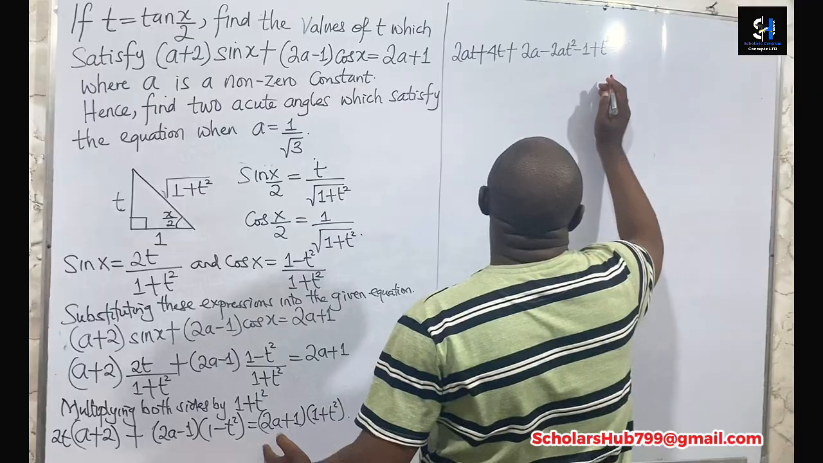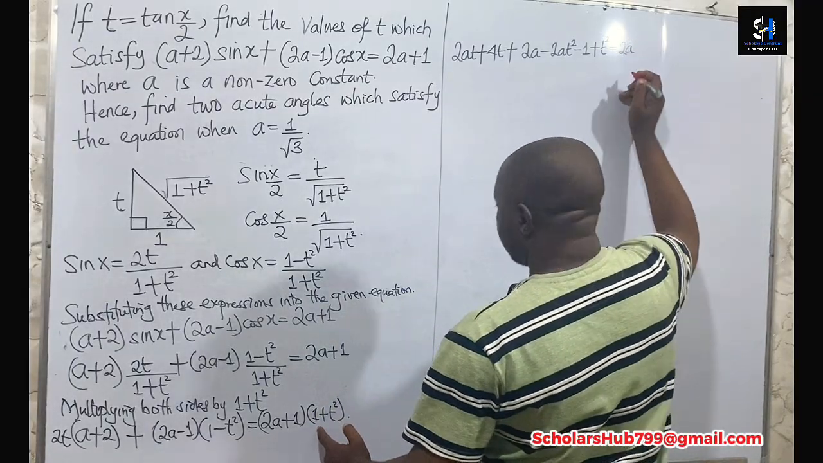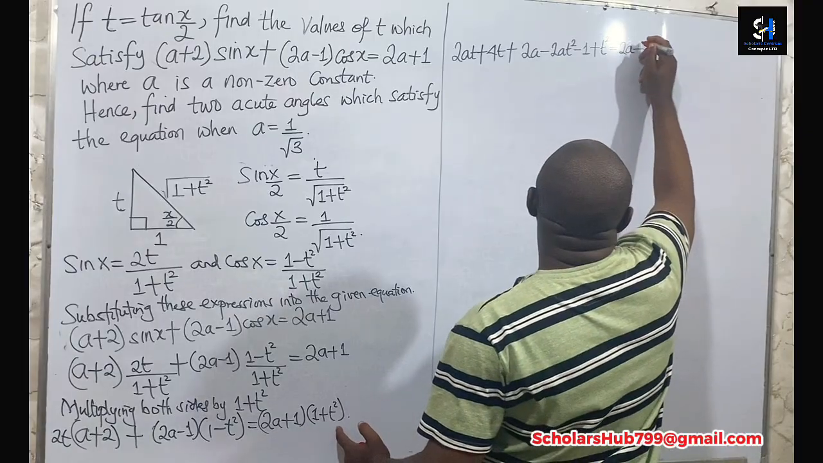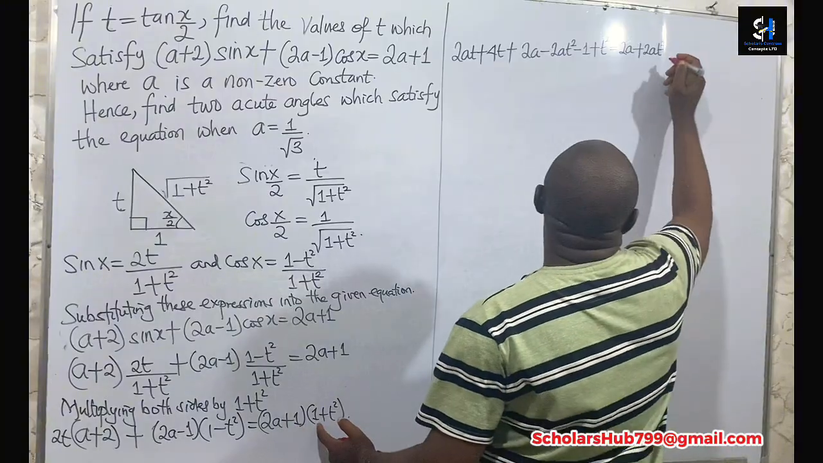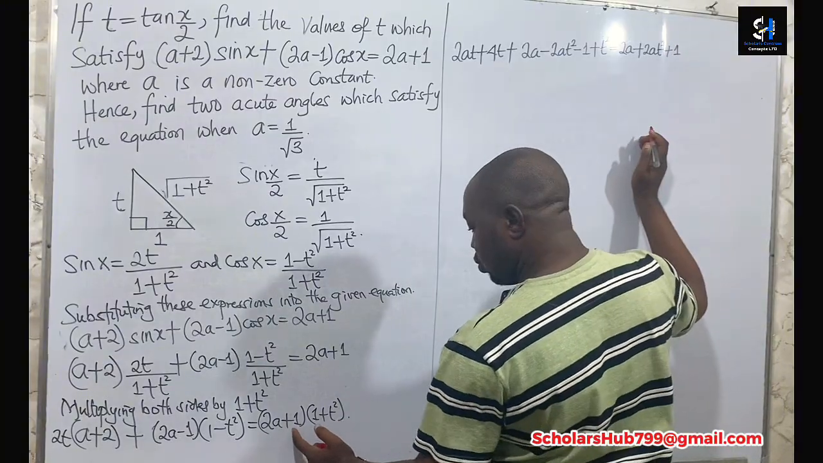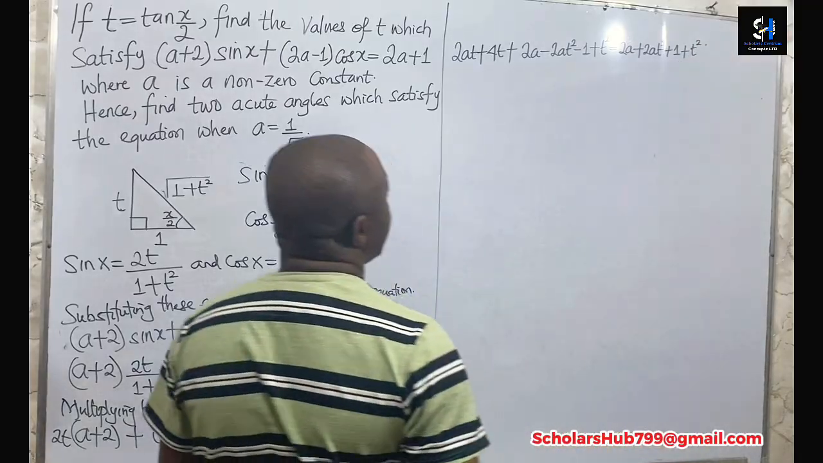On the right side, we have 2a times 1, which is 2a, and 2a multiplied by t squared, which is 2at squared. Then 1 times 1 is 1, and 1 multiplied by t squared is t squared.